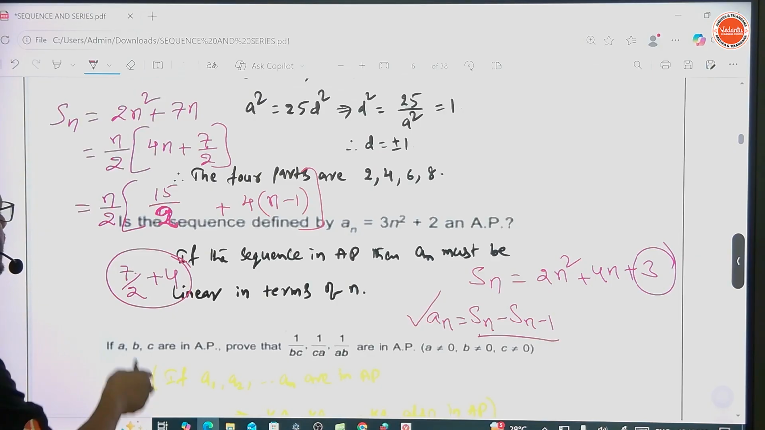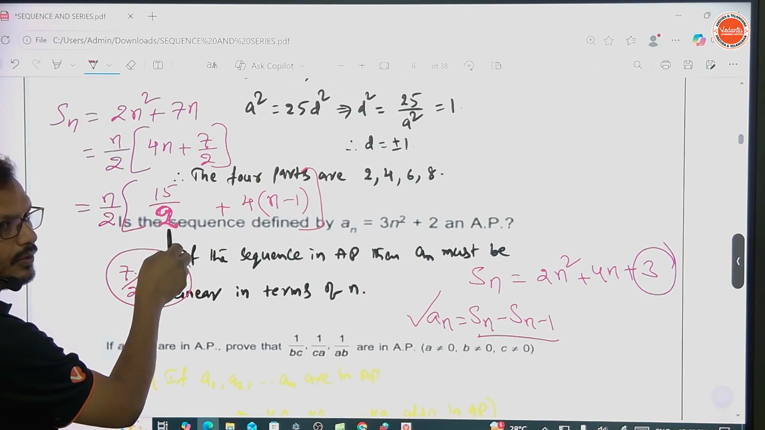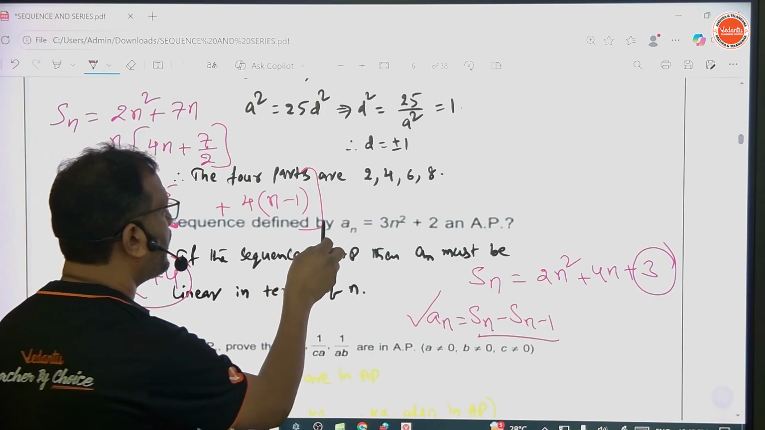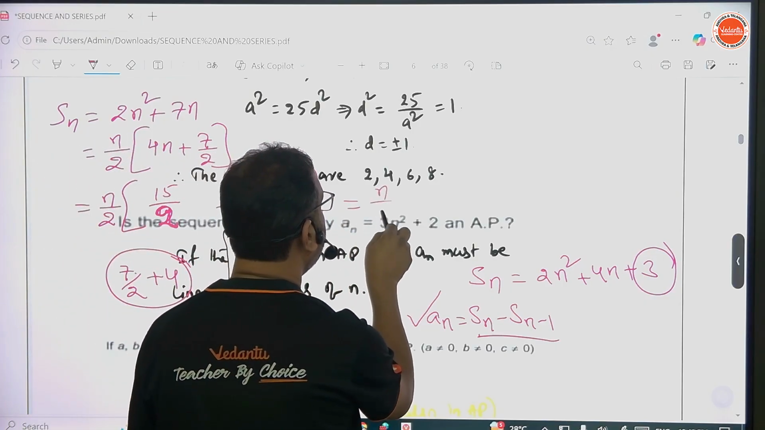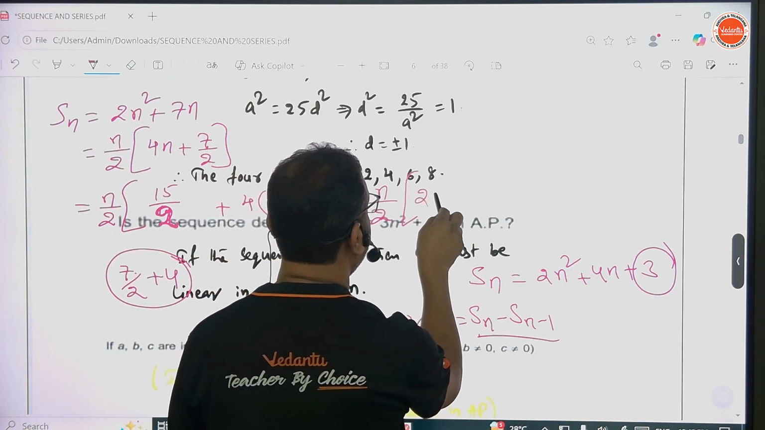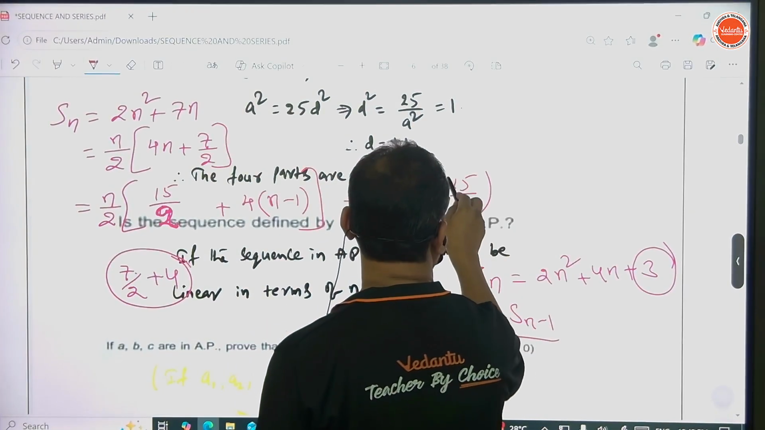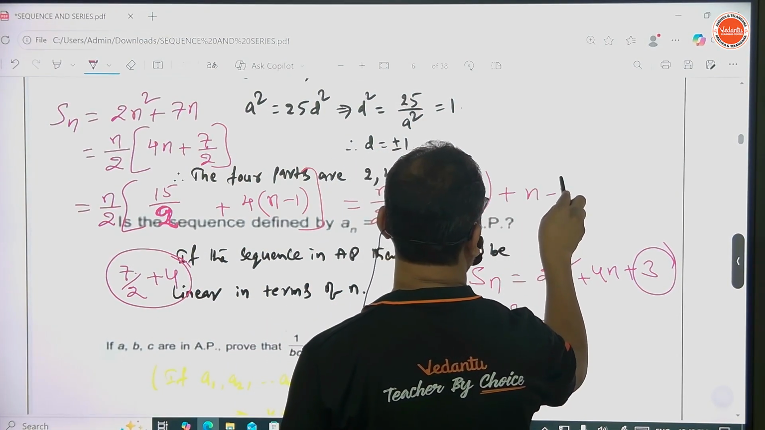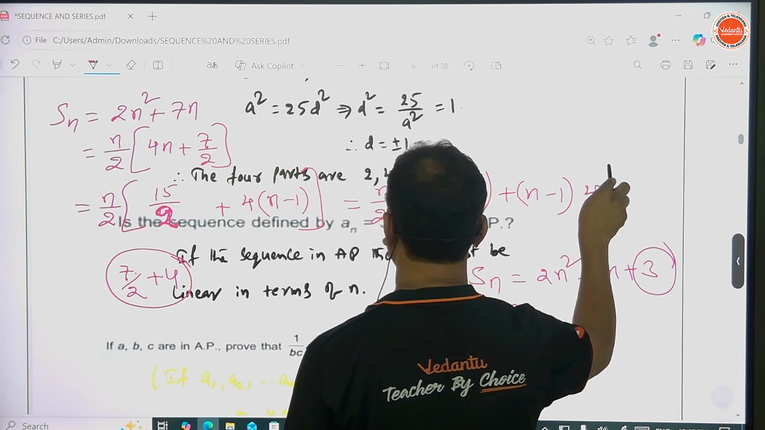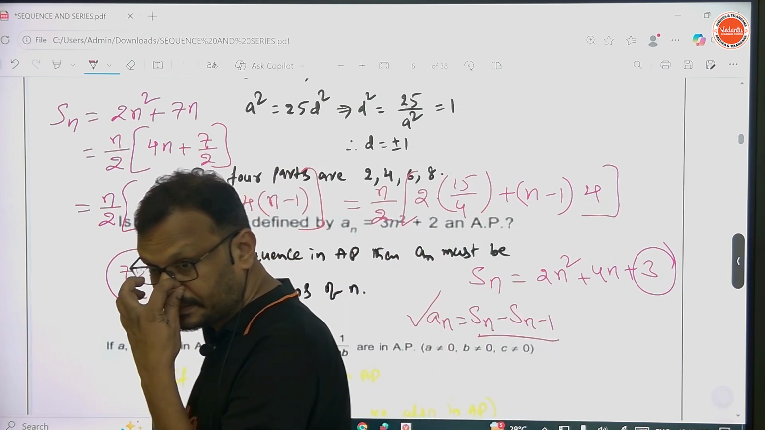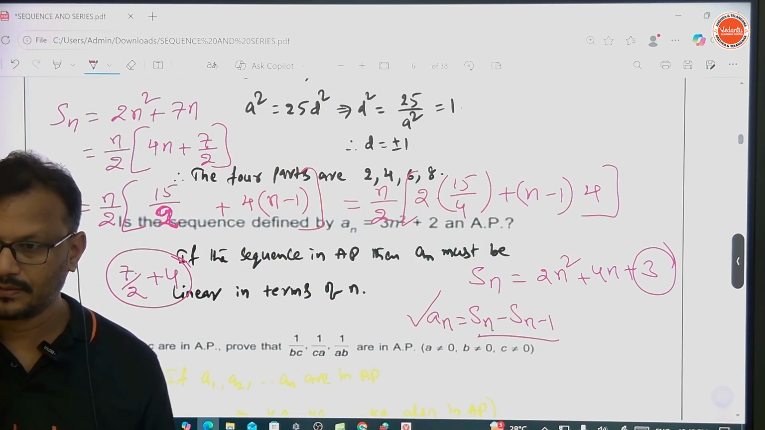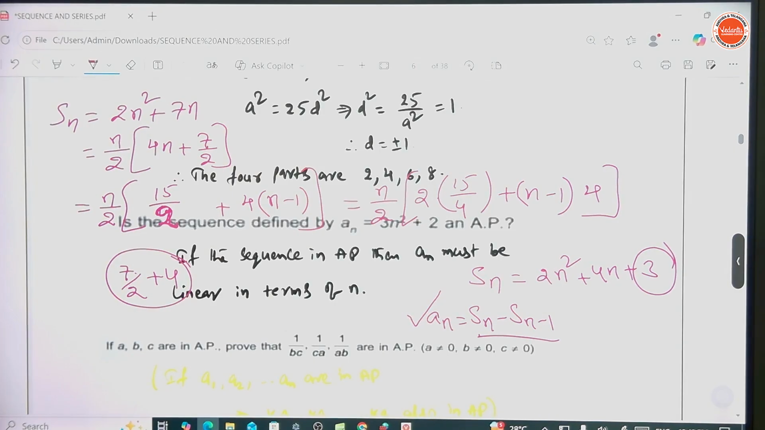So now from here, n by 2 plus 2a into n minus... what is, okay, n by 2 into 2 times of a. That means 15 by 4 plus n minus 1 into common difference, I can take 4 here. So what is the first term now? 15 by 4. What will be the common difference? 4. So we can compare.